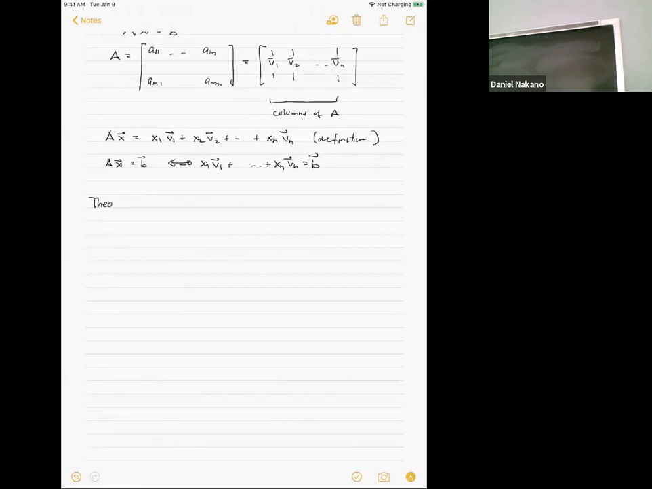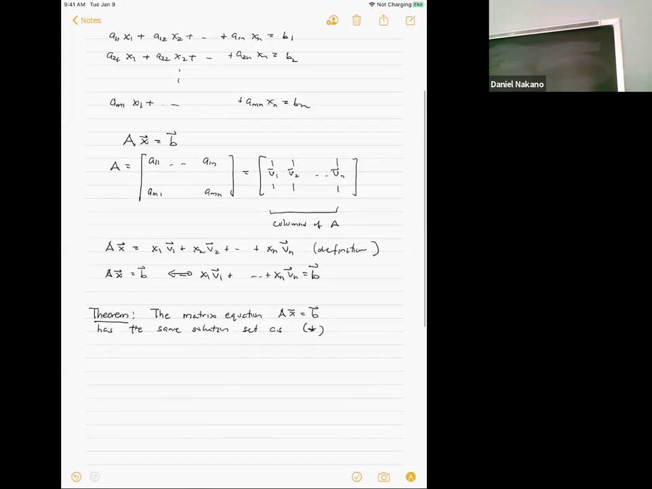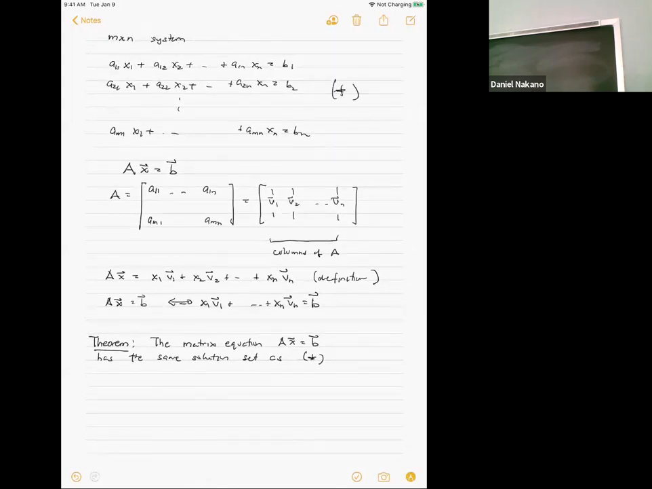Theorem. The matrix equation Ax equals b has the same solution set as star. Okay, so let me go back up to star. Star is this system of equations.